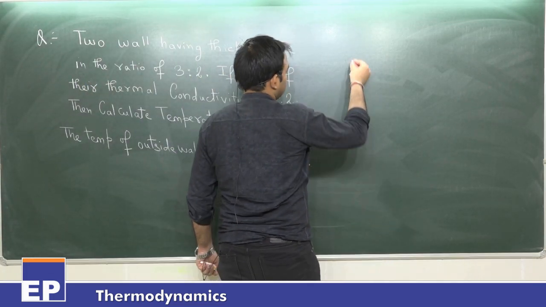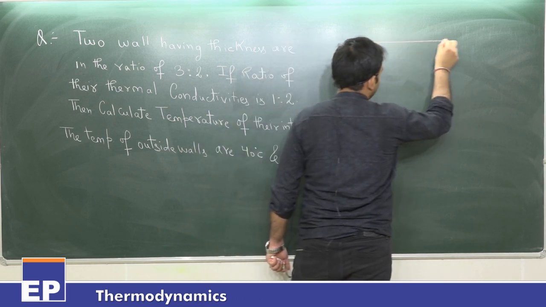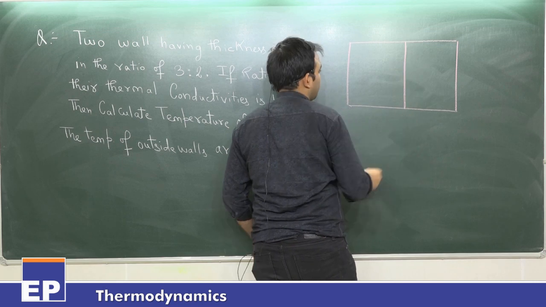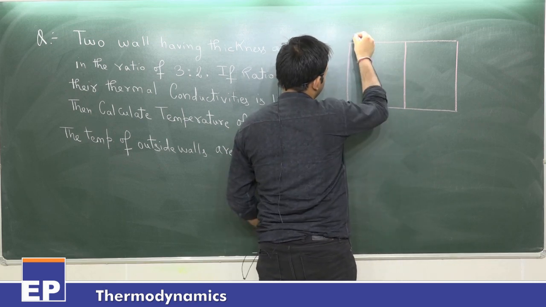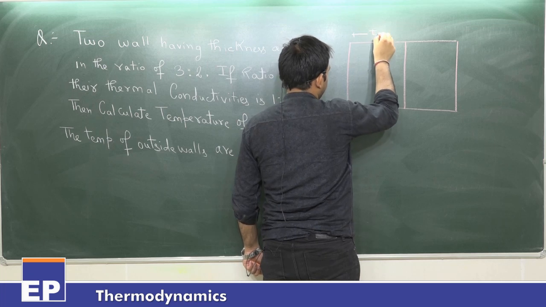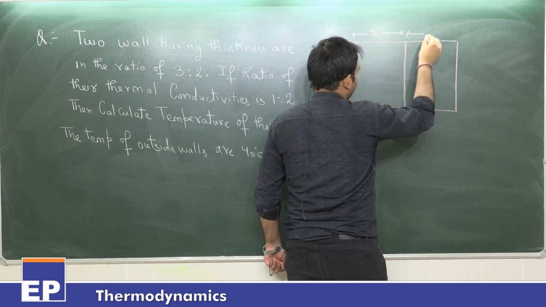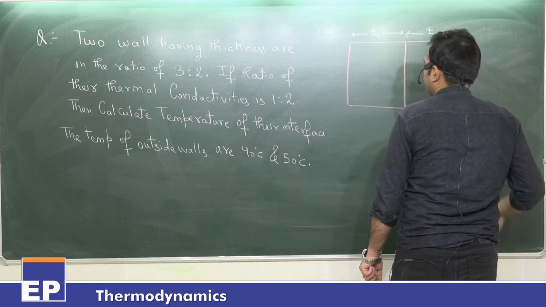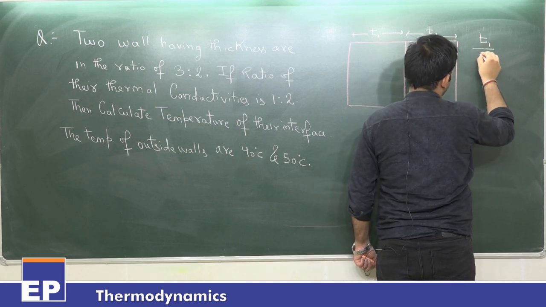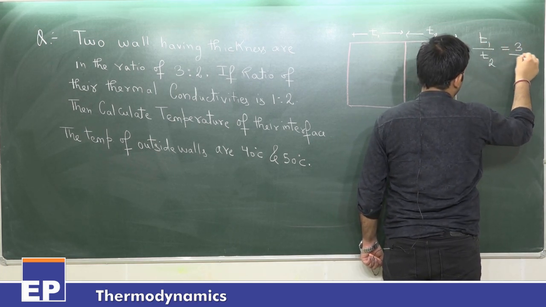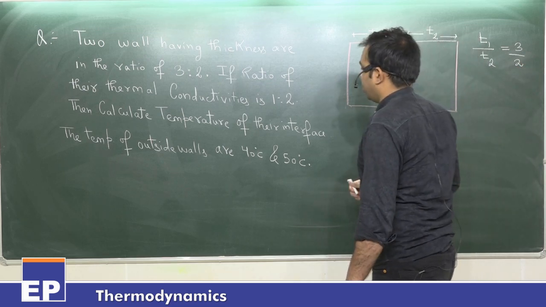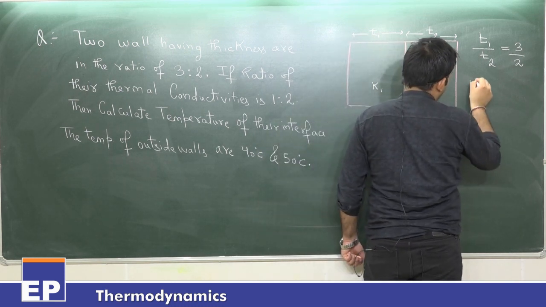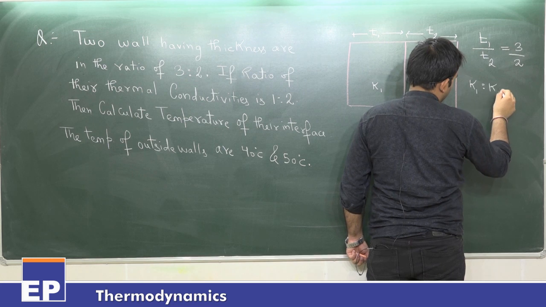Basically there are two walls, which is having the thickness in the ratio of this. मतलब this is T1 thickness. This is T2. And thickness are in the ratio of 3:2. मतलब T1 by T2, it is 3/2. Calculate the temperature of this, and this having the conductivity is K1 and K2. This K1 by K2 is 1/2.